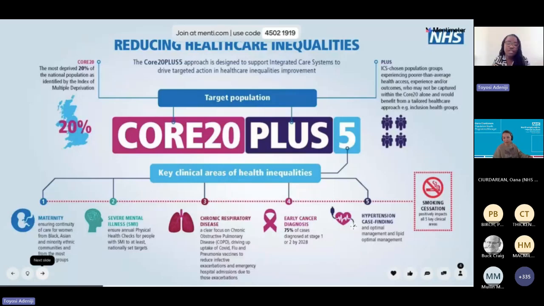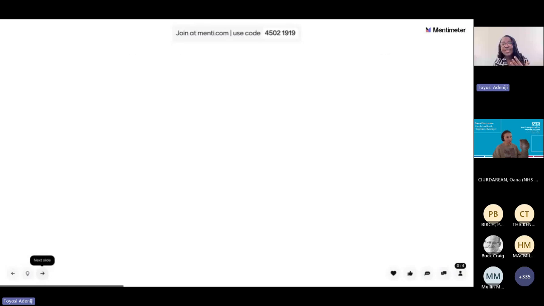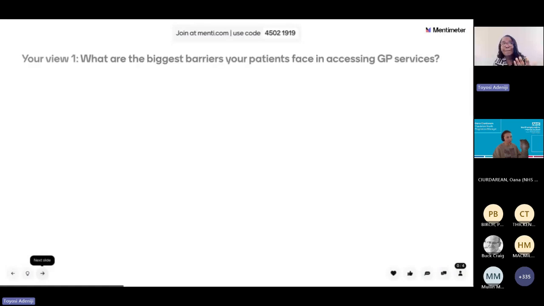So these are the 5 areas: maternity, severe mental illness, chronic respiratory disease, early cancer diagnosis, where there's a lot around screening uptake which different groups have been looking into, and then hypertension case finding and optimal management. And then smoking cessation cuts across all of those. So that's just looking at it from the healthcare inequality side of things.